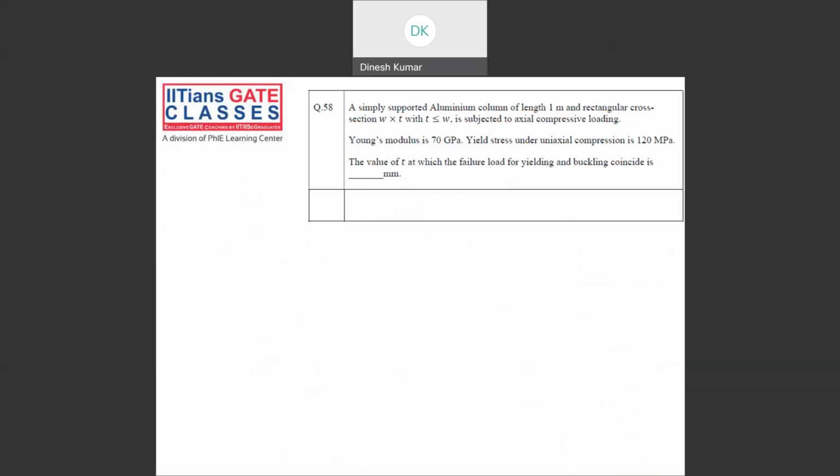So let's see the next question, and this question is simple and a bit easy. Good question. A simply supported aluminum column of length 1 meter and rectangular cross section W by T, with T less than W, is subjected to axial compressive loading. Young's modulus is 70 gigapascal. Yield stress under uniaxial compression is 120 megapascal. The value of T at which the failure load for yielding and buckling coincide is.